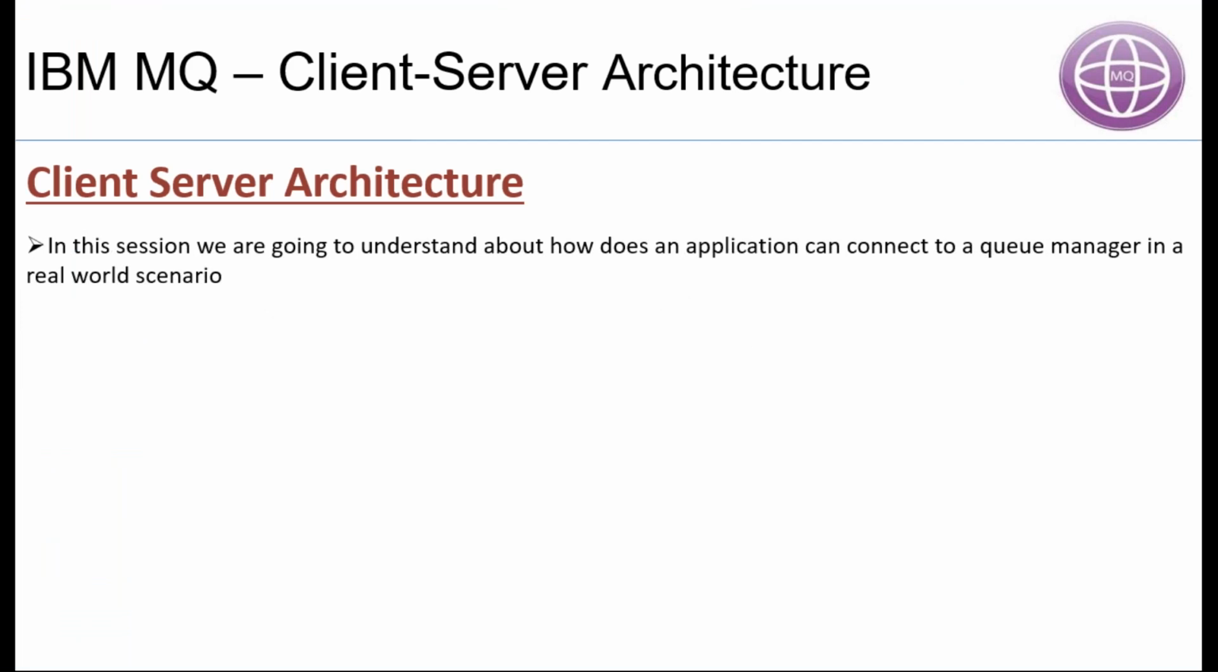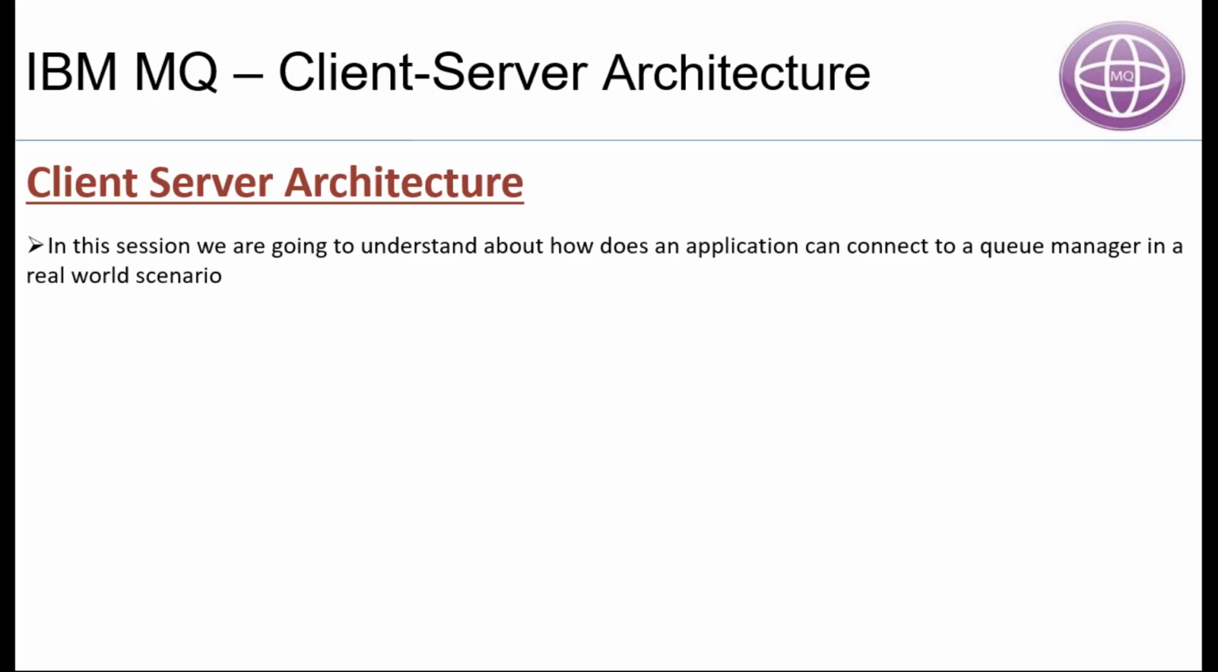So in this session, we are going to understand how an application can connect to a queue manager in a real world scenario. Till now, in our lab environment, we created a queue manager in a server and we created a local queue, and from the same server, we executed the amqsput program or amqsget program to put and get the messages. So your queue manager is on the same server and your application is also on the same server. But in real time, the scenario won't be like this.